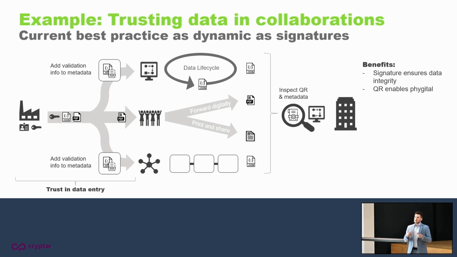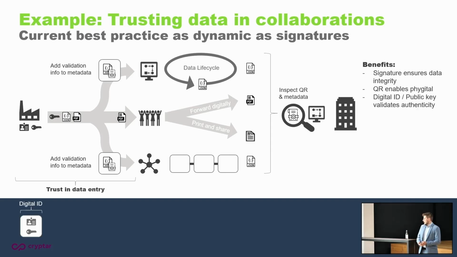And through QR codes, we can also enable digital processes. However, we always need a digital identity in order to be sure that the data is also authentic, so that the true owner has published that data.